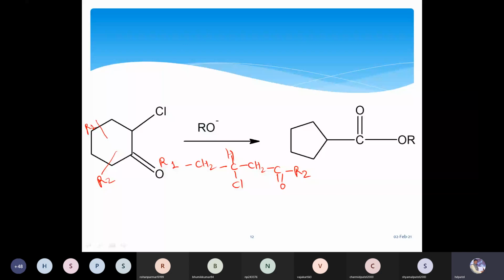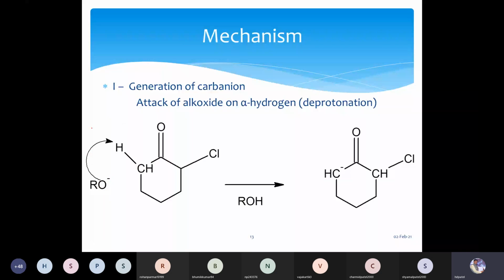In the last mechanism that we have discussed, RO minus will react with hydrogen and convert it into ROH, and then ROH further reacts. So as I said, the carbon next to the carbonyl carbon, its neighbor hydrogen, this hydrogen is known as acidic hydrogen.